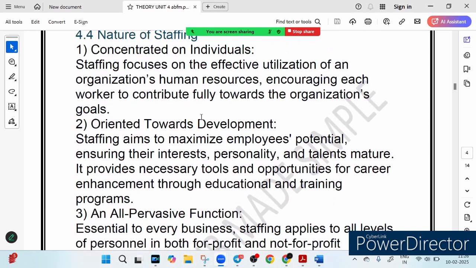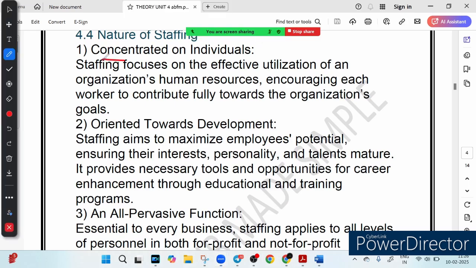Let's talk about it. The first thing is that it is concentrated on the individual. It is about helping each person give their best at work, just like a coach bringing out the best in every player on a sports team. The second point is that it is oriented toward development. Think of it like personal training at the gym. Staffing focuses on improving employee skills, providing them with learning opportunities so that they grow professionally. Right. So that is why it is called oriented toward development.